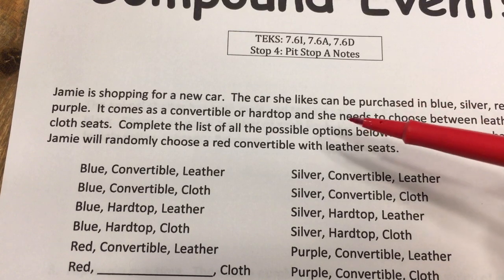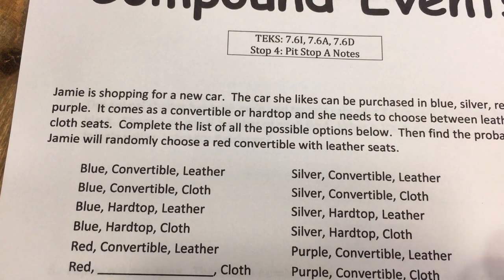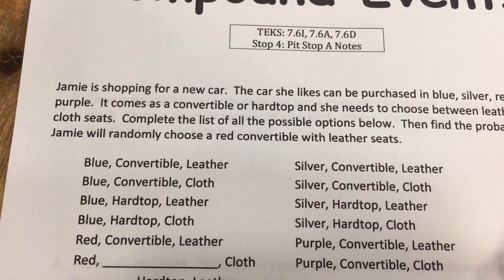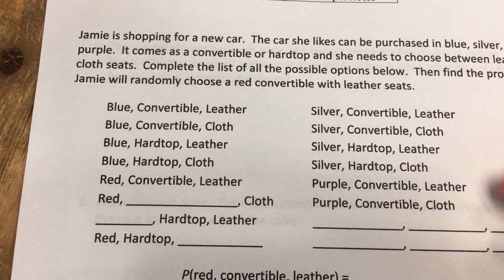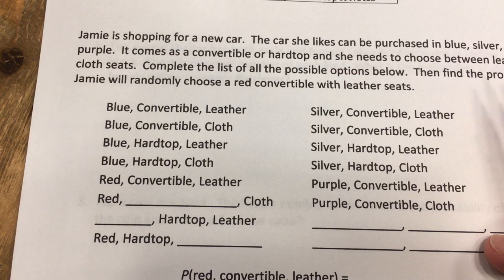Jamie is shopping for a new car. The car she likes can be purchased in blue, silver, red, or purple. It comes as a convertible or hardtop, and she needs to choose between leather and cloth seats. Complete the list of all the possible options below, then find the probability that Jamie will randomly choose a red convertible with leather seats. So this is our list of the sample space. Remember, sample space is all the items that could happen.